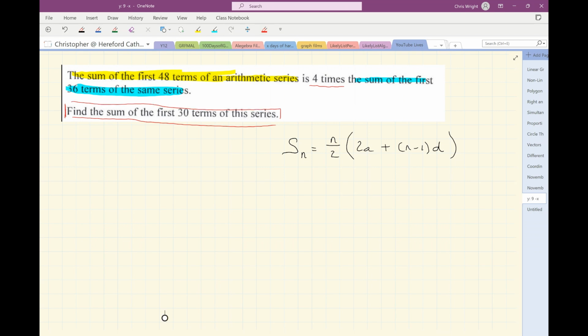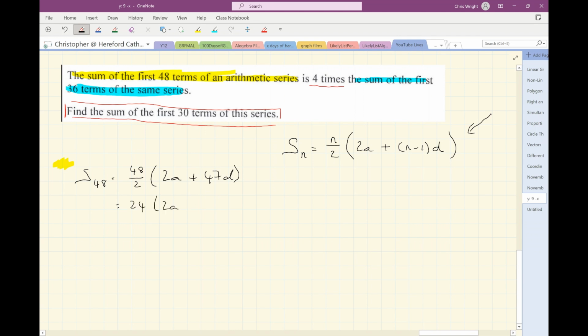First of all, the sum of the first 48 terms of an arithmetic series. Here is the formula for the sum of the first n terms in an arithmetic series. That's given to you on the formula sheet, so I've written it there. So the sum of the first 48 terms will be 48 over 2 multiplied by 2a plus 47d. Let's simplify that: 24 lots of 2a plus 47d. That's going to be 48a plus 24 times 47, 1128d. So there is the sum of the first 48 terms of my arithmetic sequence.